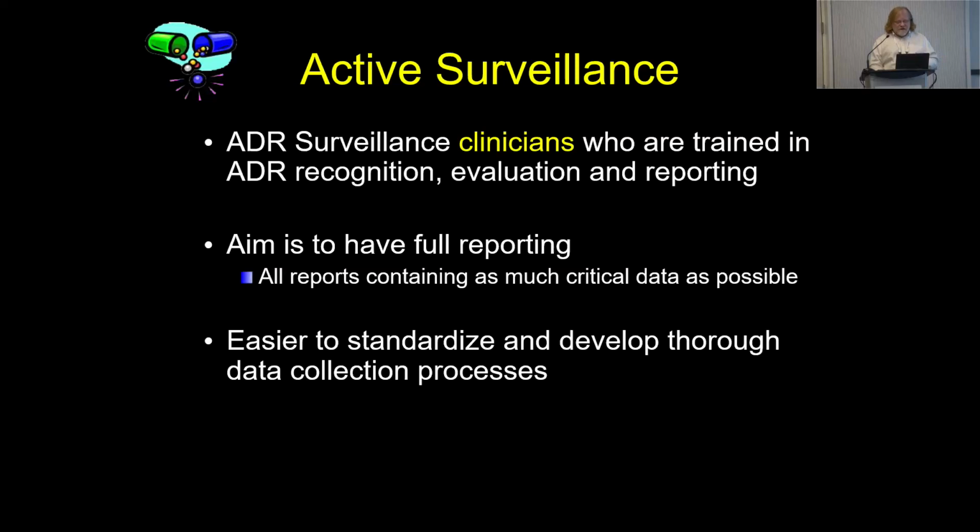They're employees of the network, so they're not doing this off the side of their desk when they have other things to do. This is their job. The aim is to have full reporting, but not every adverse event, just the ones that we're actually looking for. And the aim is, of course, to have as much critical data as possible. It's easier to work when we work with employees. We can standardize and develop thorough data collection processes and critique their quality through a quality assurance process, so we make sure we have complete data.